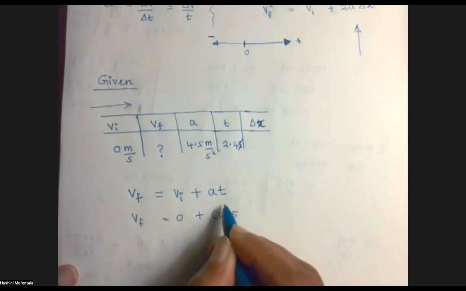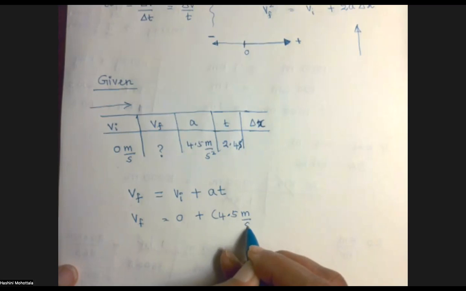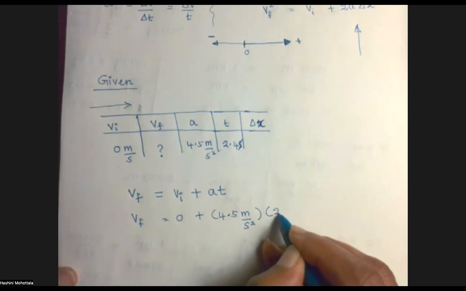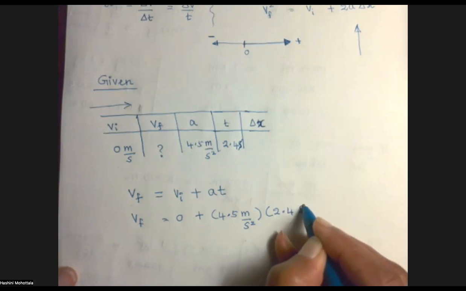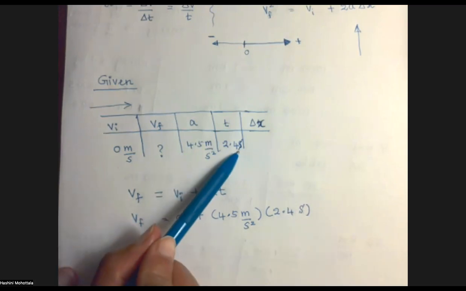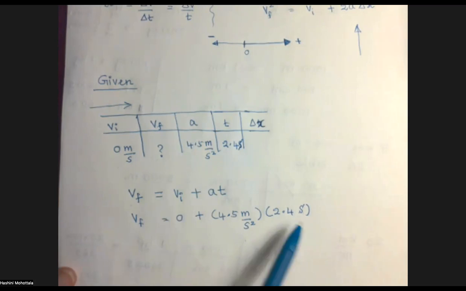And then VF equals V initial plus A is 4.5. Where is it coming from? From the table. And if you like to just use the units, that's fine too. And then here you have 2.4 and seconds. Don't misunderstand that as a 5. It is 2.4 seconds. And then 1 second and 1 second cancels out.